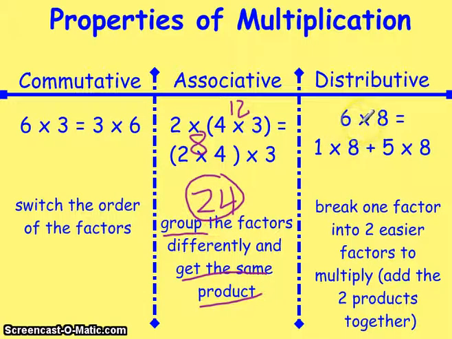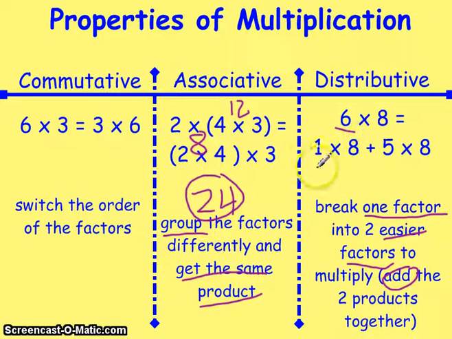Finally, and most recently, we've talked about the distributive property. That property says I can break one factor into two easier factors that will help me multiply, but I have to remember to add the products back together at the end.